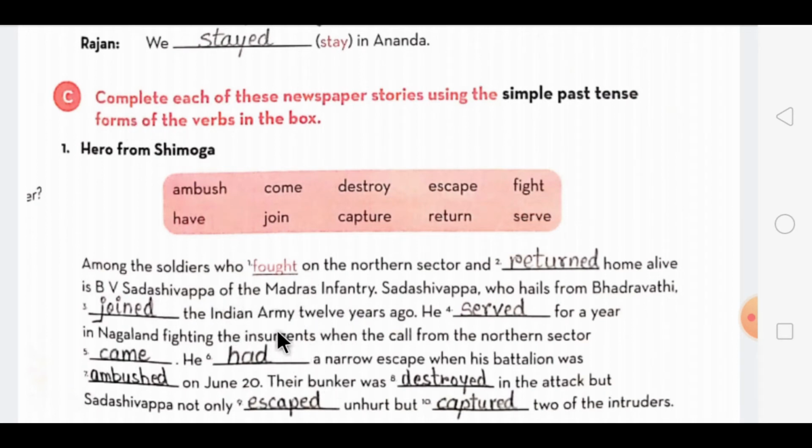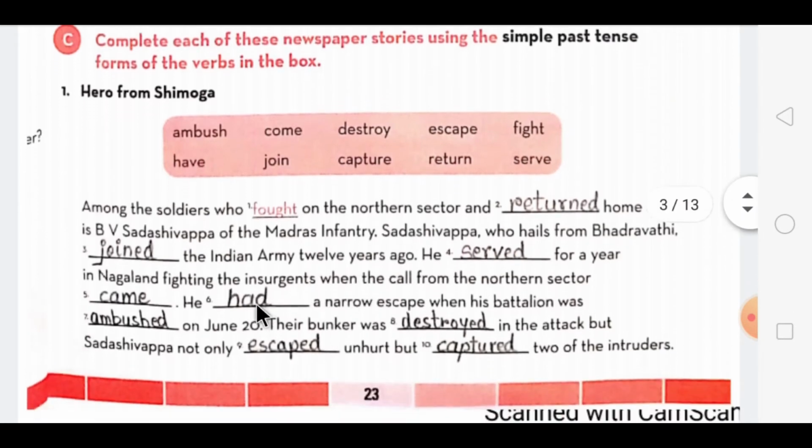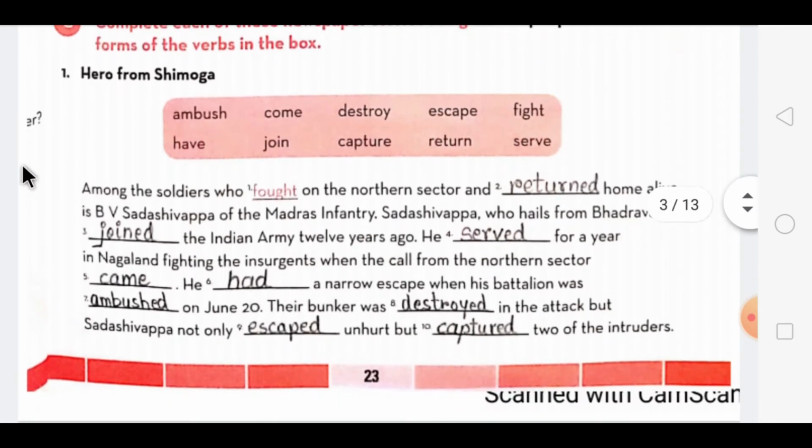Then dear students, the next exercise is, a paragraph is given over here. According to that, you have to use the simple past tense. A newspaper story is being given over here. From the help box, you have to use the words in the appropriate places in their V2 forms. So let's begin with the paragraph.